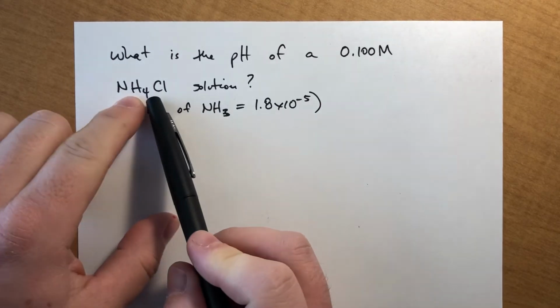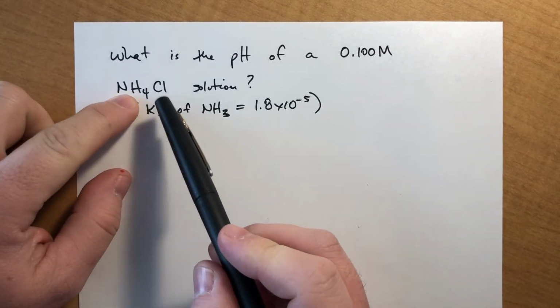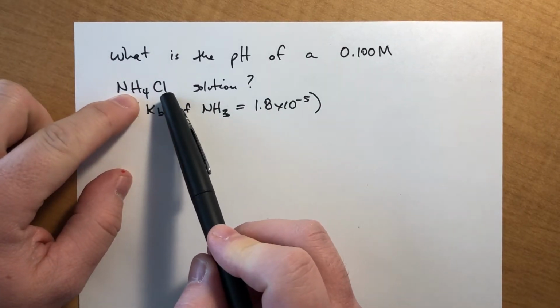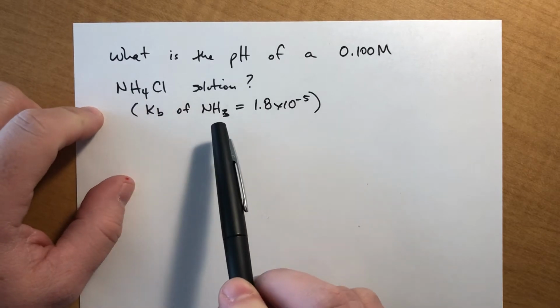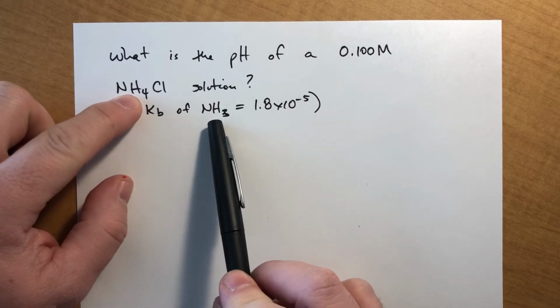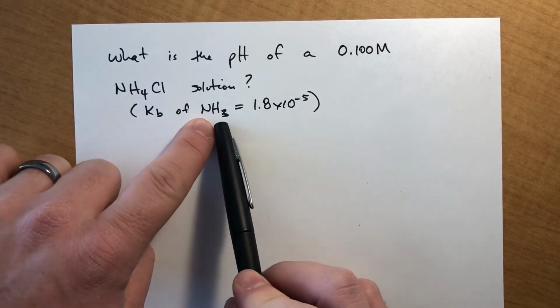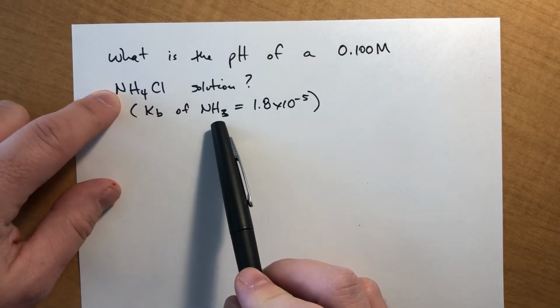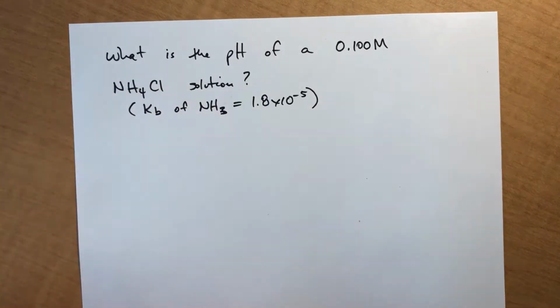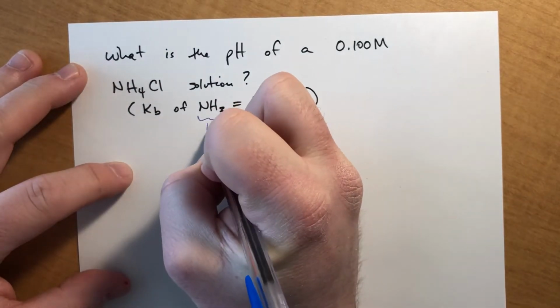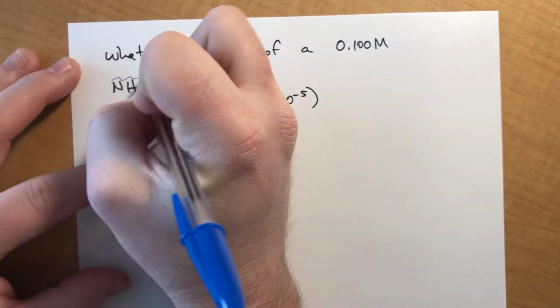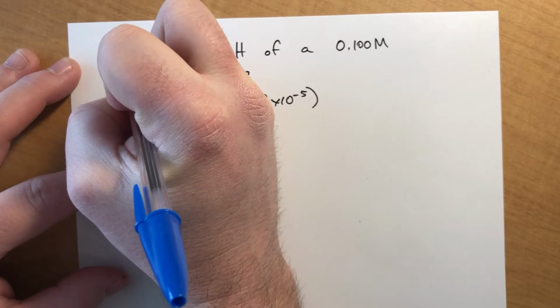When NH4Cl dissolves in water, you get NH4 plus and Cl minus. NH4 plus is the conjugate acid of NH3. NH3 is a base. We have a Kb value right here. And if it receives H plus, it forms NH4 plus. So let's kind of do it like this. This is a base. NH4 plus is its conjugate acid.